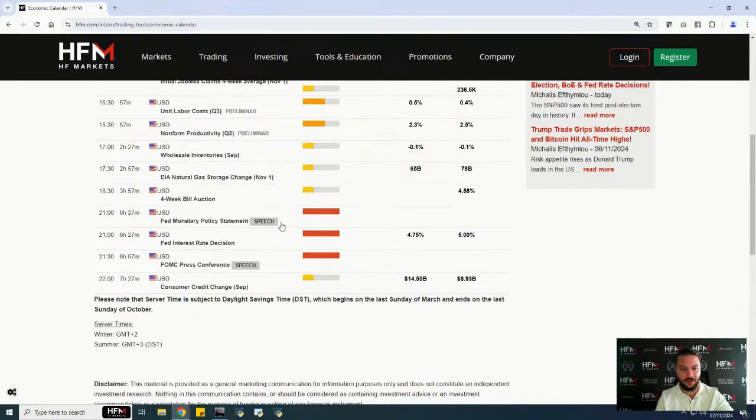Now, even though these two are red, they most likely aren't going to create any volatility, because it's almost fully priced into the market that the Fed will cut 25 basis points. The only way that will become important is if it's not 25, if they choose to keep it unchanged, or if they choose to cut 50 basis points. The statement more or less will remain unchanged. What is going to create a lot of volatility is this here.